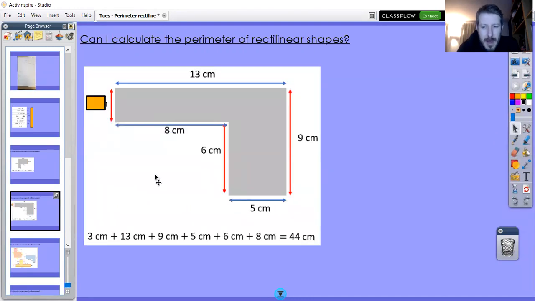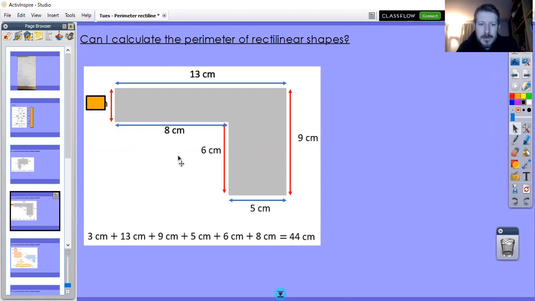Now, it may not be that we are given all the lengths of the outside of the shape. Yesterday, you were finding the perimeter using the grid, but you might not have the grid either. So you're not going to be measuring it with a ruler. So you've got to use the information you've got to work out any missing lengths, any missing sides, and how long they are. So we can use this information to be able to find this length here.